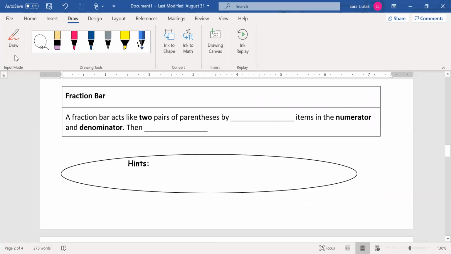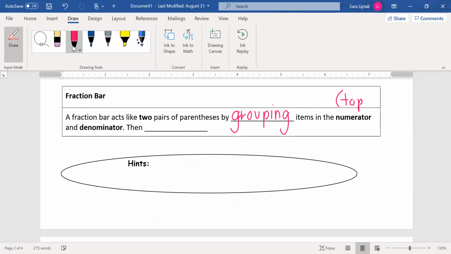So here we have the word fraction bar. Now this says a fraction bar acts like 2 pairs of parentheses by grouping. So write grouping on the line, please. By grouping items in the numerator and denominator. Now, if you forget what the numerator and denominator are, you might want to draw a set of parentheses and write top for numerator and then bottom for denominator. Then divide. So write divide on that last line for me.